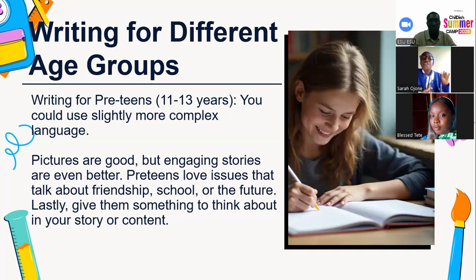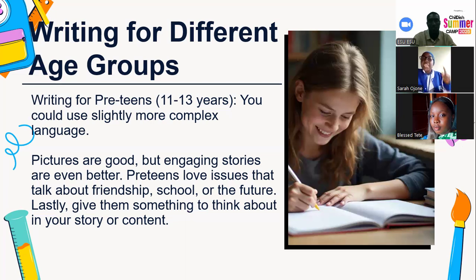Now, put in issues that talk about friendship and the future. As a preteen, they're no longer children, okay, and they're not yet adults, right? So they want something they can relate to. And they want more than friendship. As preteens, they want to know about their friends, about their education, about the future, what they will do in the future, because they're beginning to develop and they're getting better as human beings.